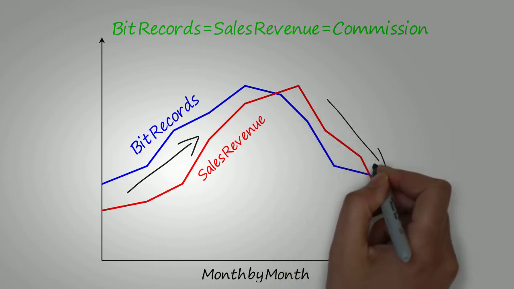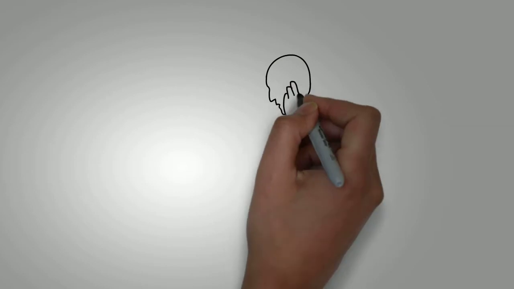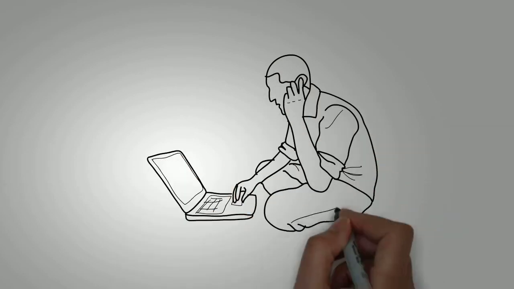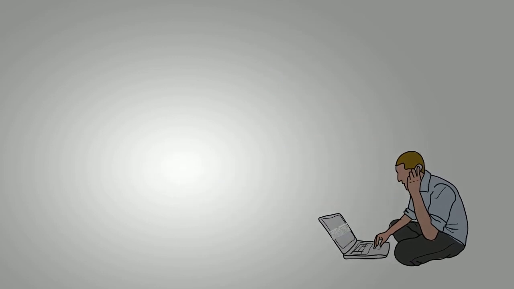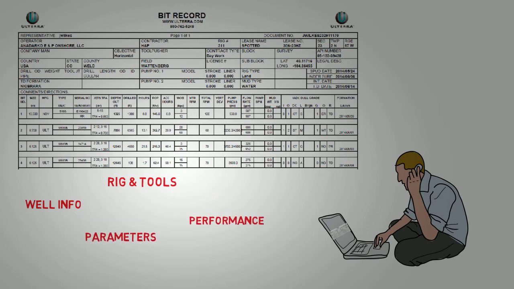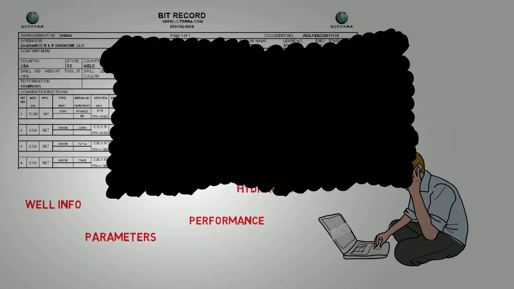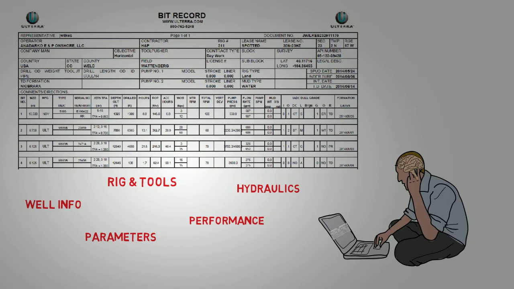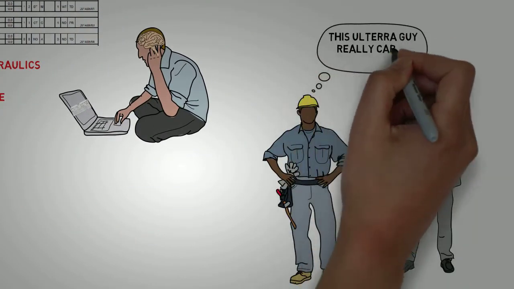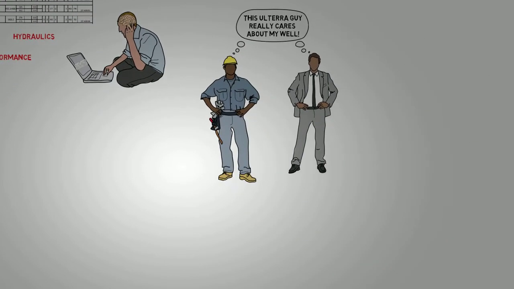But why is that? BitRecords all start at the rig. So for Ulterra, it starts with a field salesman getting the data from the source. The bit record is an organized way of taking notes about the performance of a bit run. This helps a field salesman really internalize what went on during the run and come back to it months or even years later. It also sends an important message to the customer at the rig that even the minute details of their operation are important to us.